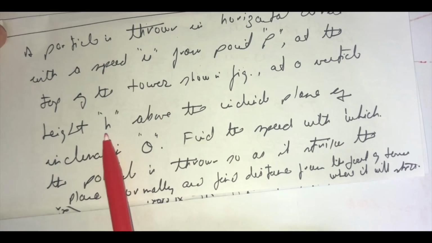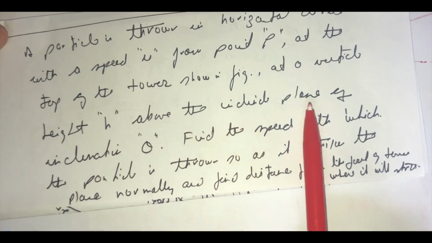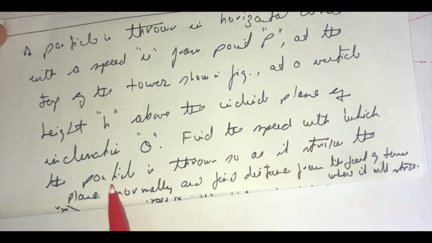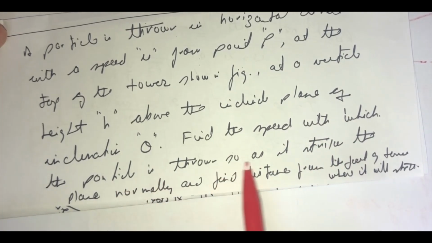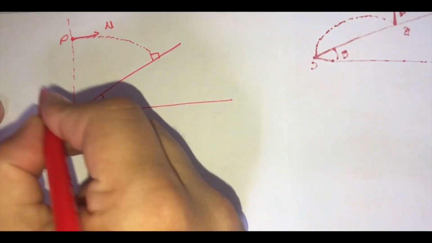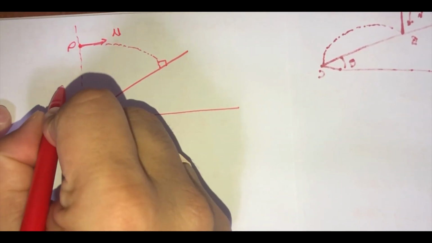At a vertical height h above the inclined plane of inclination theta, find the speed with which the particle is thrown so as it strikes the plane normally, and find the distance from the feet of the tower where it will strike. So in this case, the tower is given whose height is h. So this is the height of tower h.